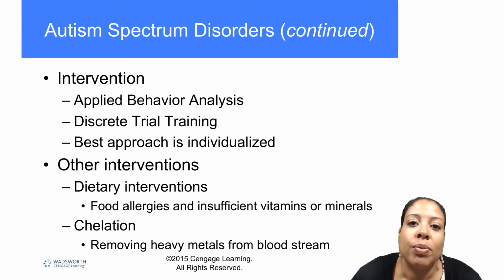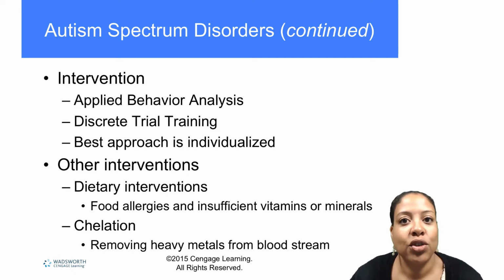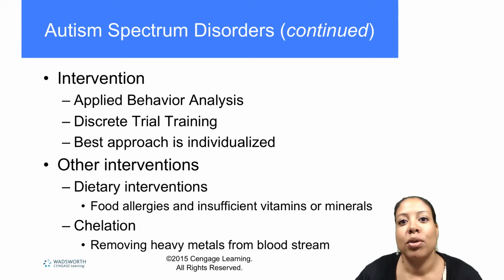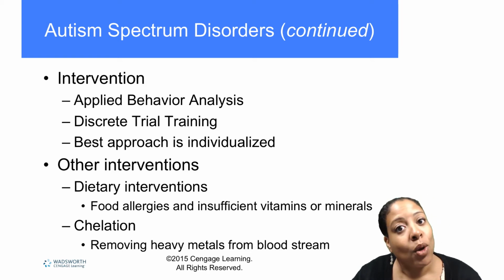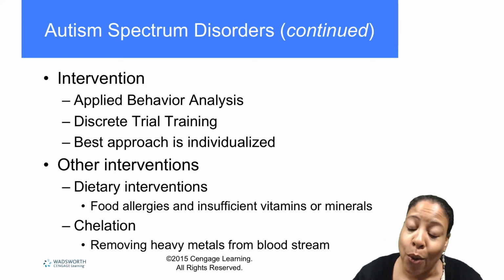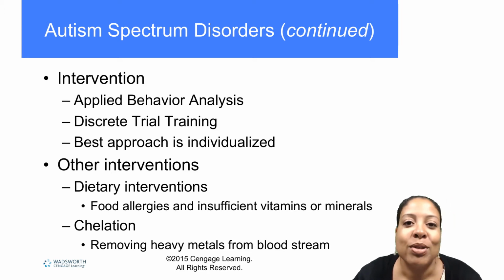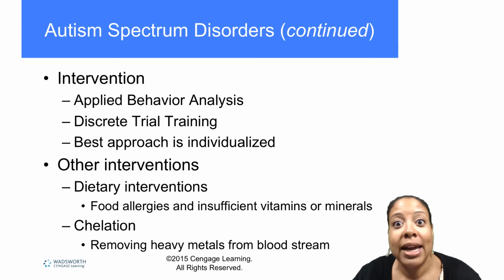Some interventions would be applied behavior analysis, also known as ABA, and discrete trial training. The best approach is an individualized approach, so it's not one size fits all. I once heard this saying that, if you know one kid with autism, you know one kid with autism. In other words, it's not like the typical saying, well, if you've seen one, you've seen them all. It's quite the opposite.